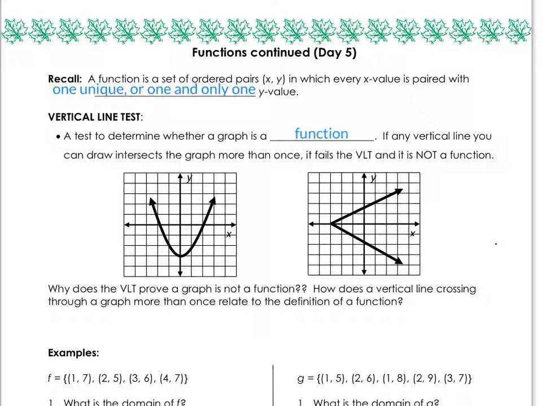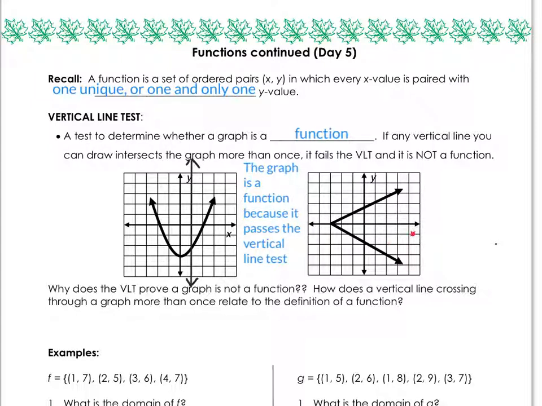So let's take a look at this first graph. If I think about anywhere that I can put a vertical line through here, a vertical line would never go through this graph more than once. So that means that it is a function. This vertical line that I drew is just one example, but anywhere that I draw one, it will only go through the graph once. So I can say that the graph is a function because it passes the vertical line test.